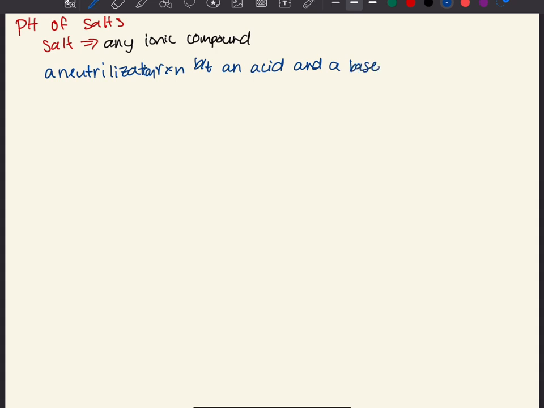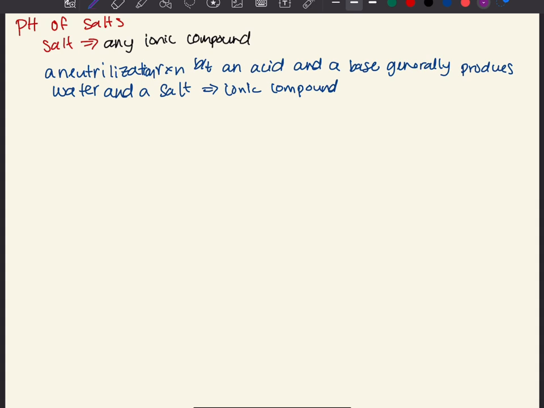If you have a neutralization reaction between an acid and a base, you're generally going to produce water and a salt. And that salt is going to be the ionic compound. Now, when that happens, we can have different types of salts. So the salts can be acidic, basic, or neutral.